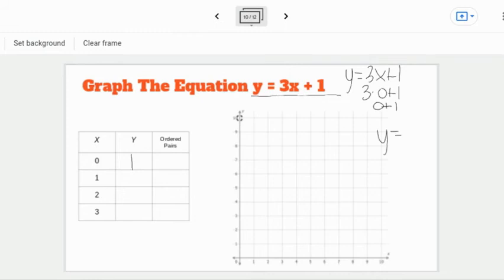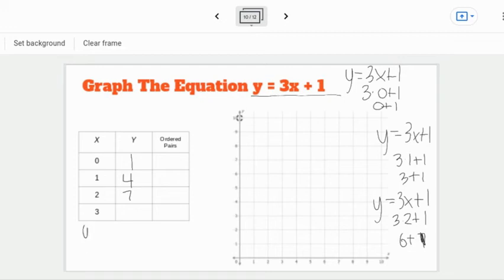Okay, y equals 3x plus 1. This time, 3 times 1 plus 1. Well, 3 times 1 is 3, plus 1 is 4. Y equals 3x plus 1. 3 times 2 plus 1. 3 times 2 is 6, plus 1 is 7. Let's see the last one over here. Y equals 3x plus 1. 3 times 3 is 9, plus 1 gets me 10.